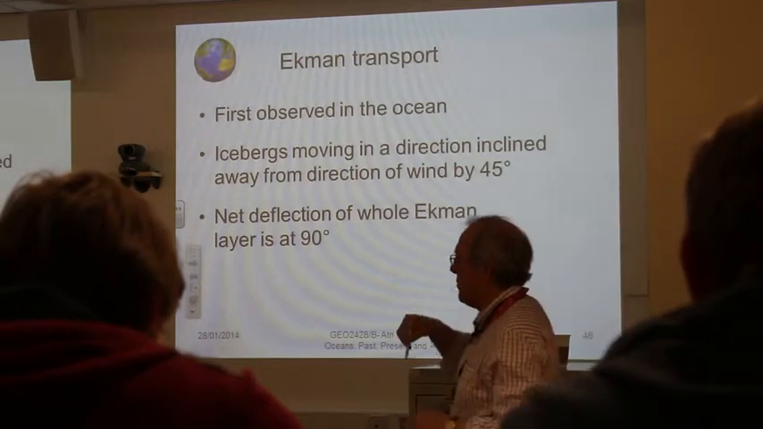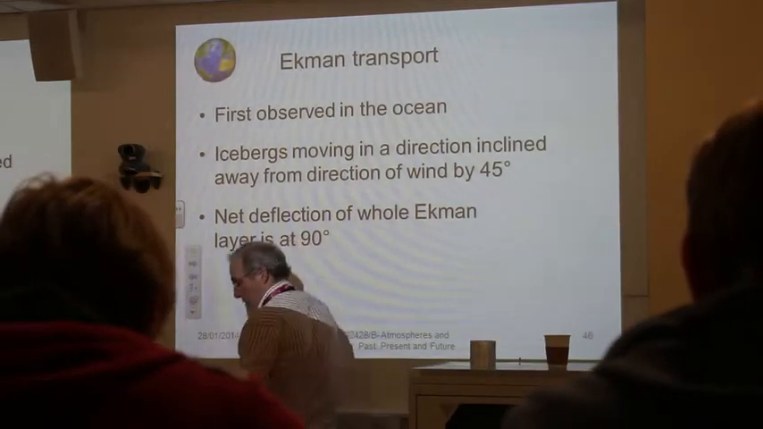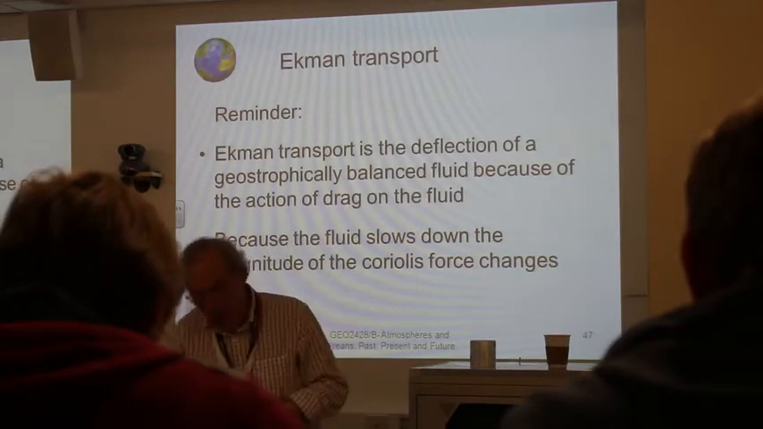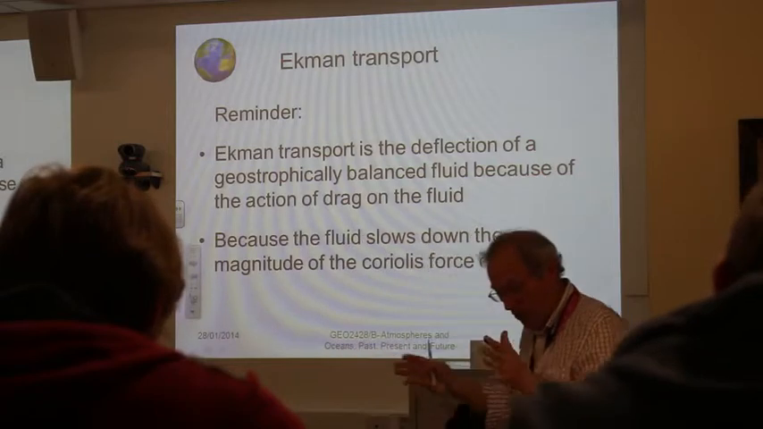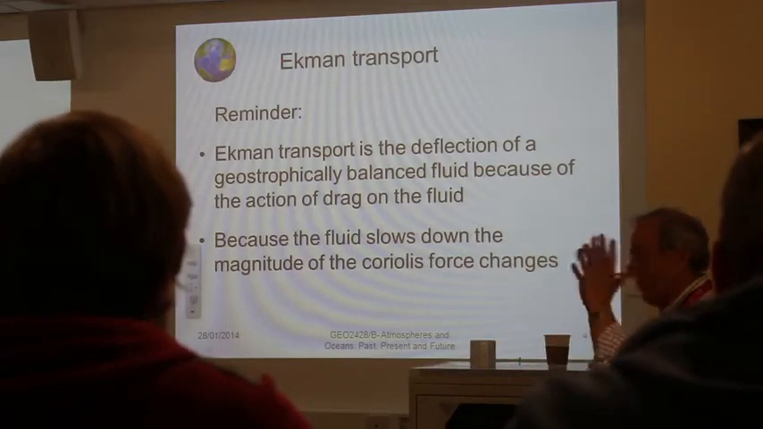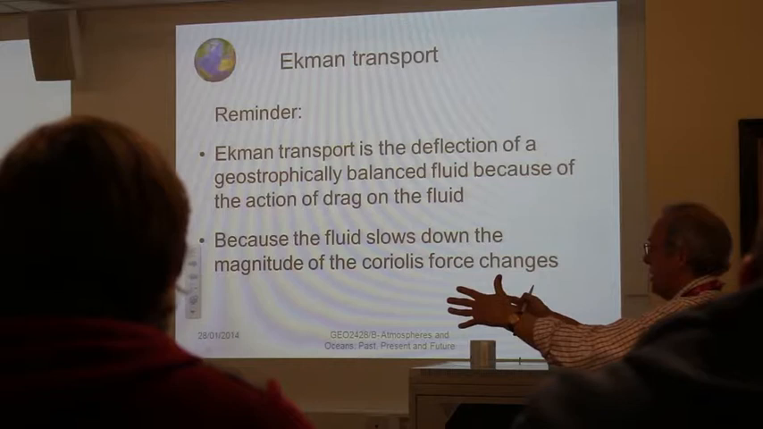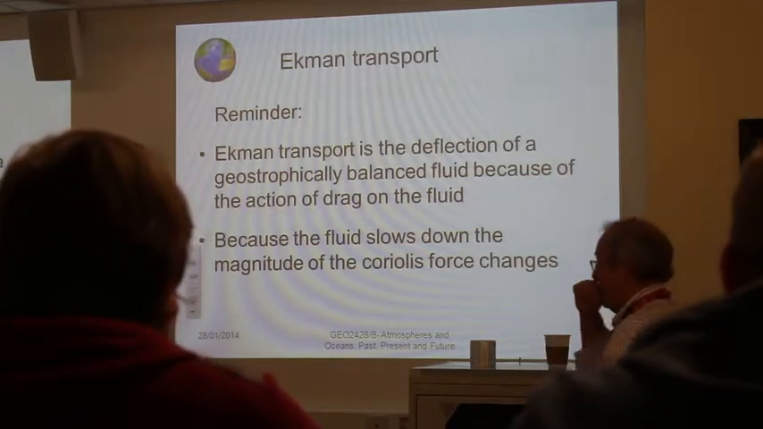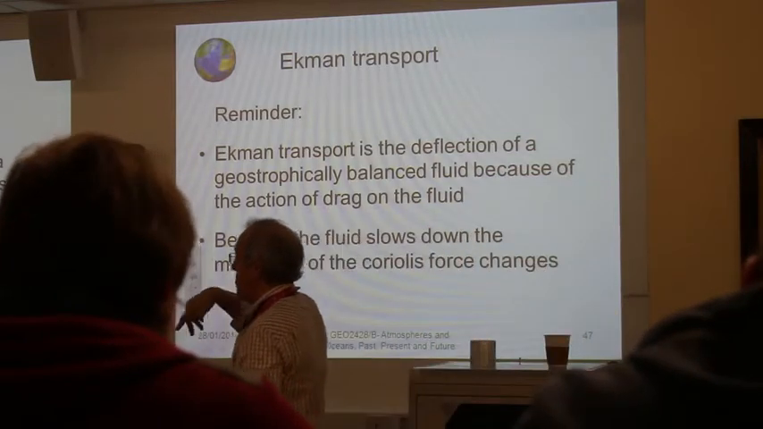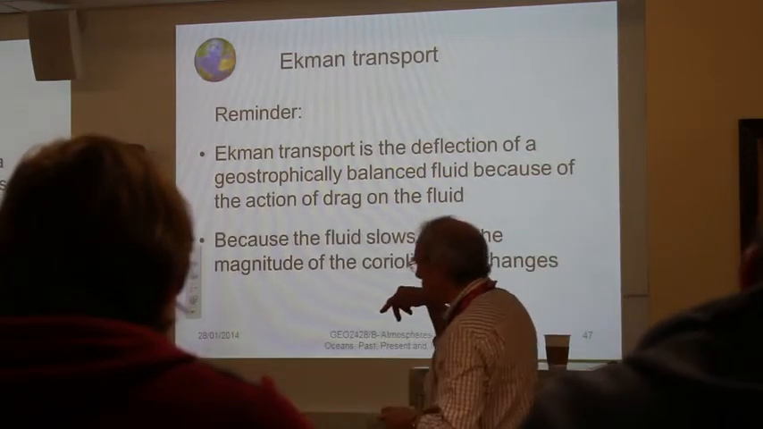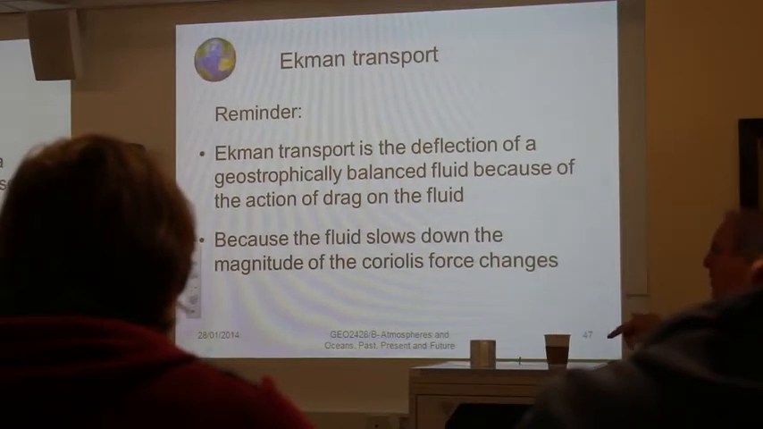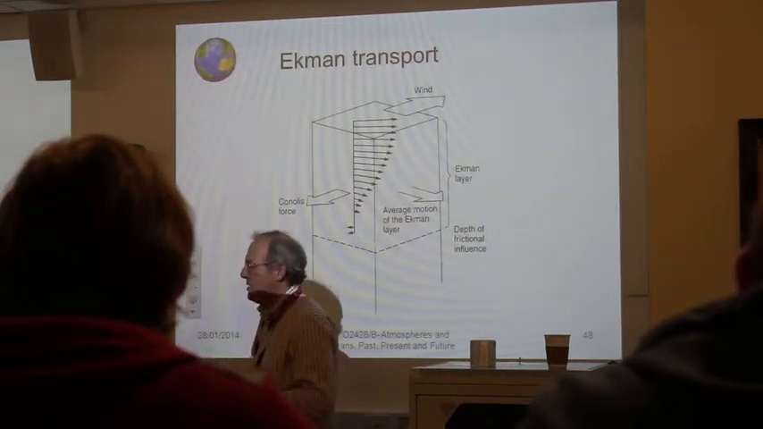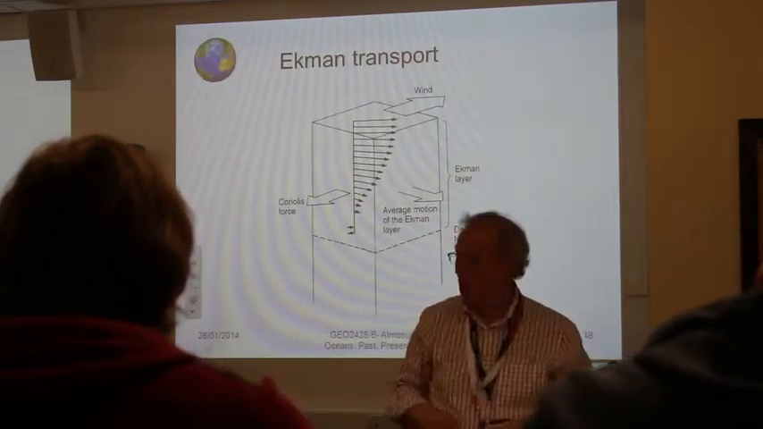In theory, the net deflection is exactly the same as we get in the atmosphere, at about 90 degrees. So there's a drag on this, so we have this geostrophic balance, the pressure gradient and the Coriolis. We know we've got this balanced geostrophic effect. But then the drag on the fluid, just as we get the drag on air, the fluid slows down, and the magnitude of the Coriolis effect changes. So if we look at it, it's exactly the same as we had in the atmosphere.